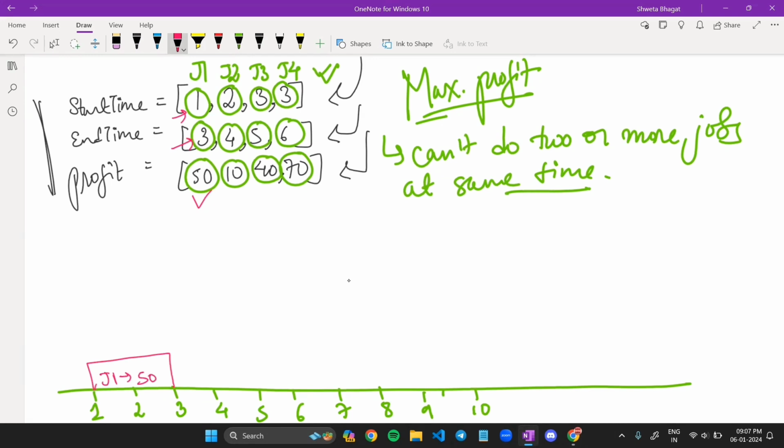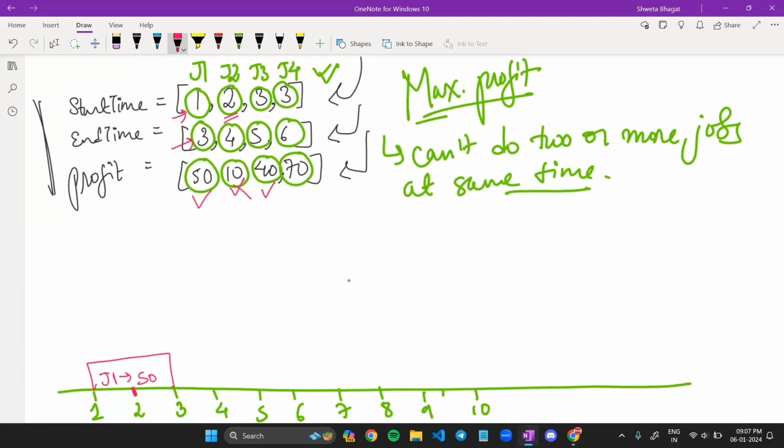Okay. Now, can I do job 2? The answer is no. Why? Because job 2 will be starting at time equal to 2 unit, right? And we can see that at 2 unit of time, we are already doing job 1. So we can't do job 1 and job 2 at the same time. So I'll move to job 3.